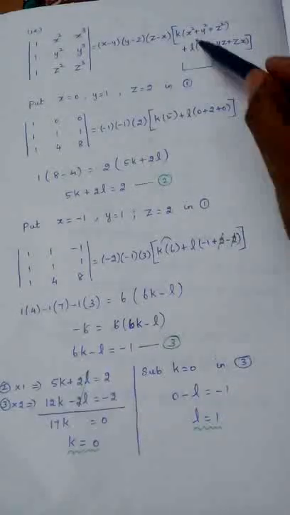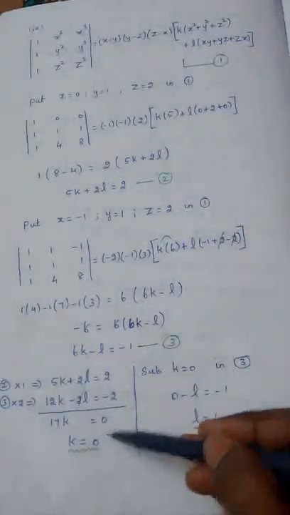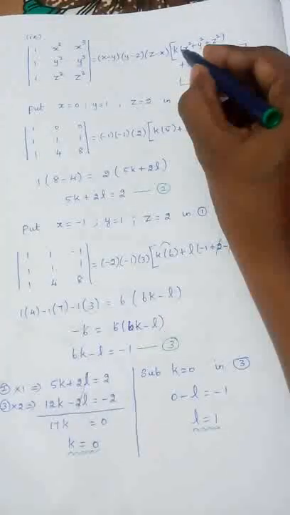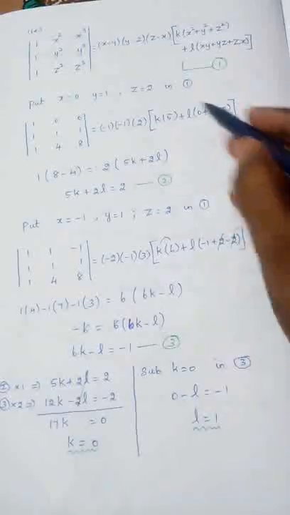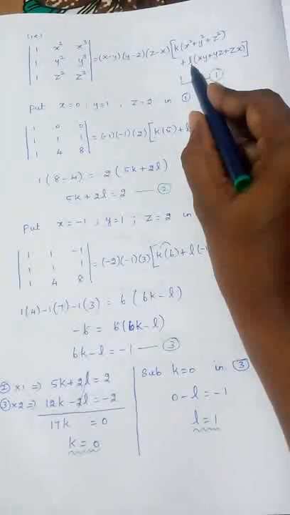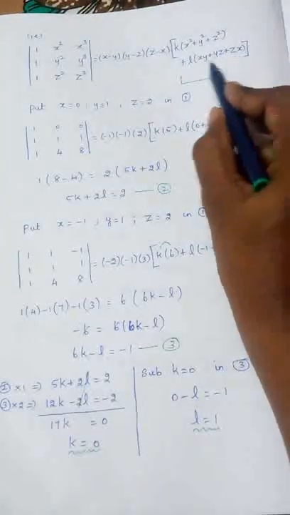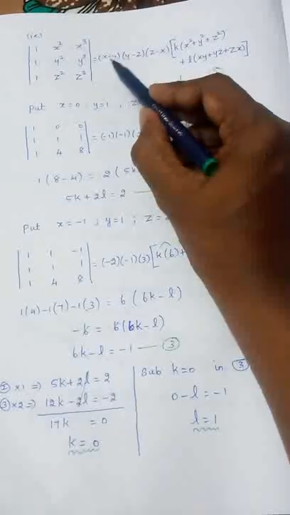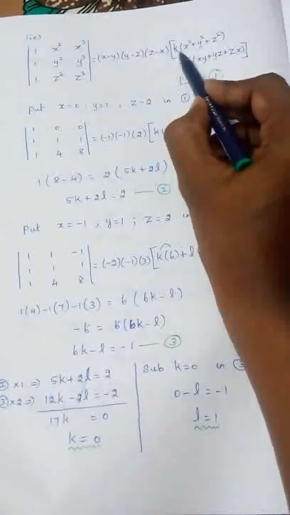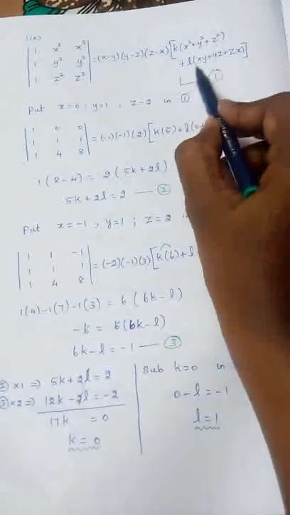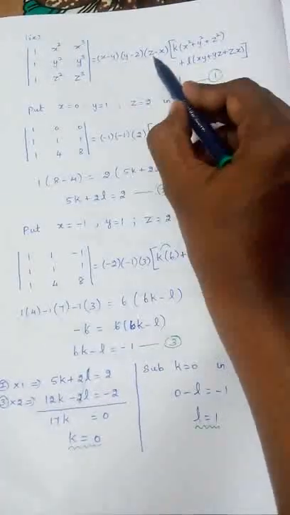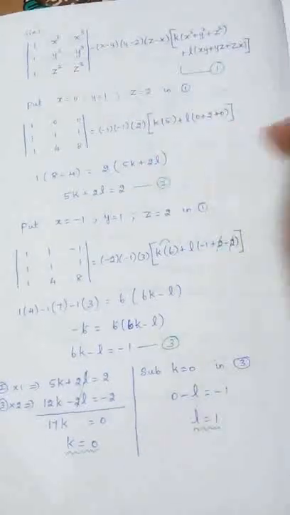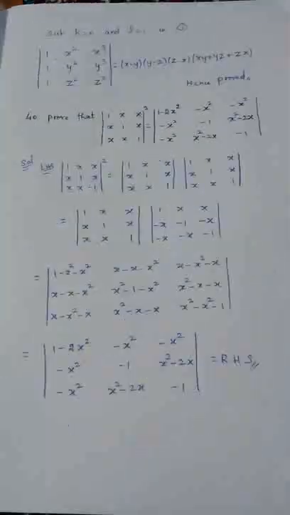Substitute these two values in this equation. Since K is 0, this full term will become 0, right? If L is 1, only this term is present. So what is the answer? X minus y, minus z, z minus x. This first term will become 0. In the second term, since L is 1, only this remains. So 1, 2, 3, this will be the answer, right?